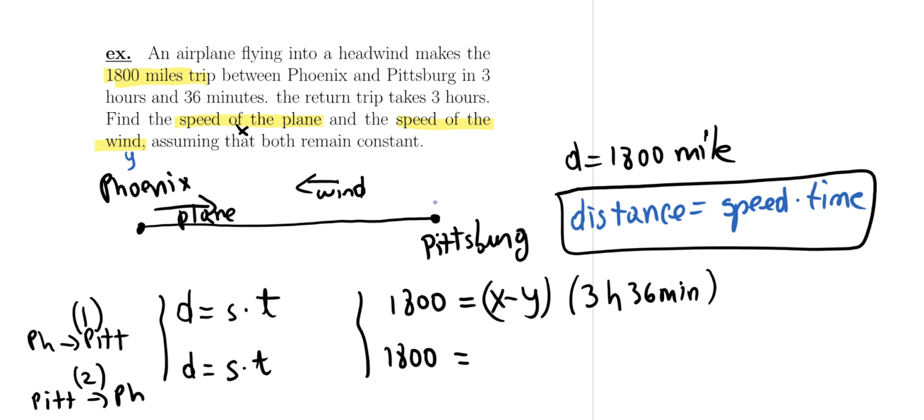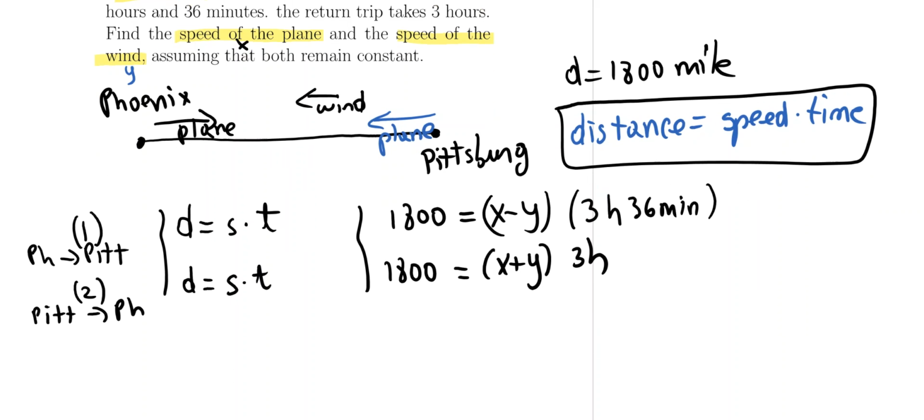the airplane goes this way as well. So the resulting speed is going to be x plus y. The wind is helping now. So this is going to be x plus y. Hence it takes less time to travel this way, which is 3 hours. There you go. We have our system now. We just need a little more tweaking. So 1,800 equals x minus y.